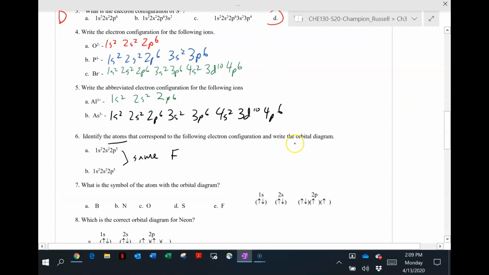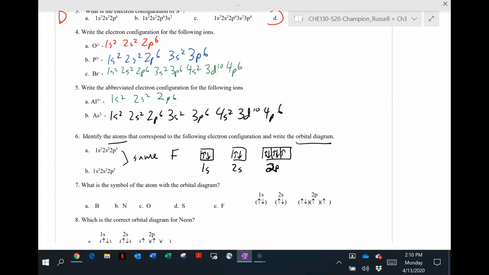And then to make the orbital diagram, we're going to use boxes or lines to represent the 1s orbital, the 2s orbital, and then the 2p orbital there. We've got 2 electrons in the 1s orbital, 2 electrons in the 2s orbital. Of course, they're paired. We put 5 electrons in the 2p orbital. First we put 1 in each orbital, and then pair up a couple of those to get 5. So that's the orbital diagram of fluorine.